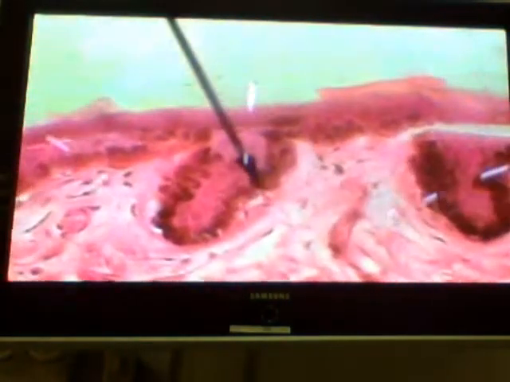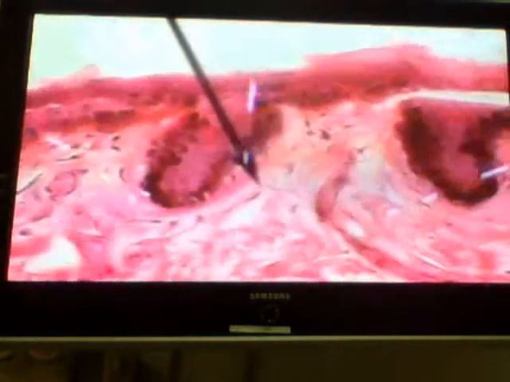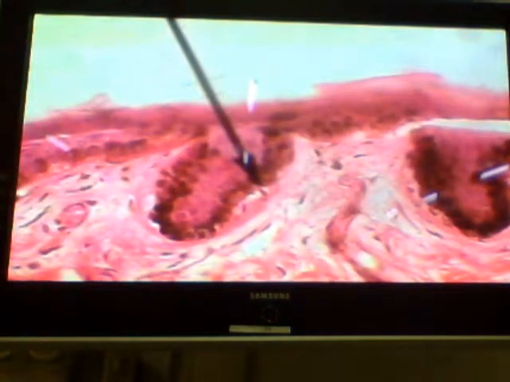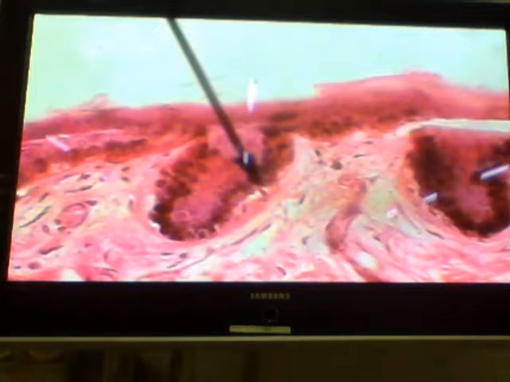Alright, so you can see a nice stratified squamous epithelium with this layer, which is the what? What's that layer called? Stratum basale or stratum germinativum. Germinativum or germinative layer is the better term, because it is the layer that produces all of the other layers that are above it.